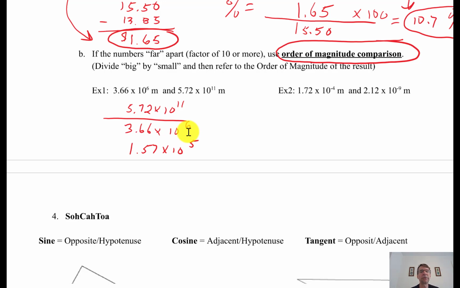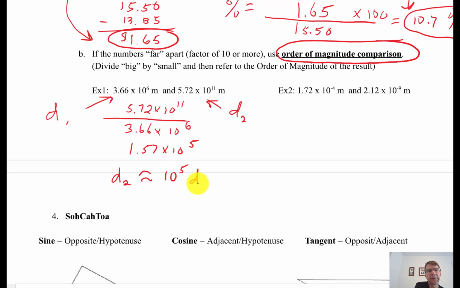But what you normally do is you just then look at the multiplier, the order of magnitude, and you would say something like this. Well, the big distance, I'm going to call this D2, distance number 2. And this is distance number 1, D1, the small number. So I took the big number, D2, divided by the small number, D1. And the way you would normally say this is you do a squiggly equal sign. D2 approximately equals 10 to the 5th times D1. In other words, D2 is 10 to the 5th times bigger. 10 to the 5th is 100,000. D2 is 100,000 times bigger than D1. That's the way it's typically done.